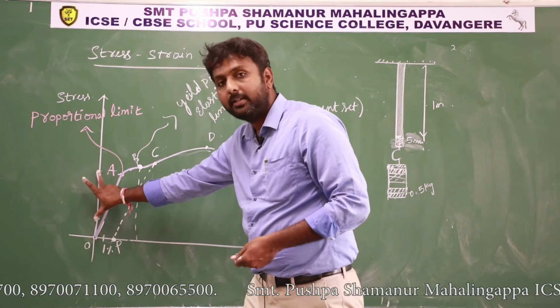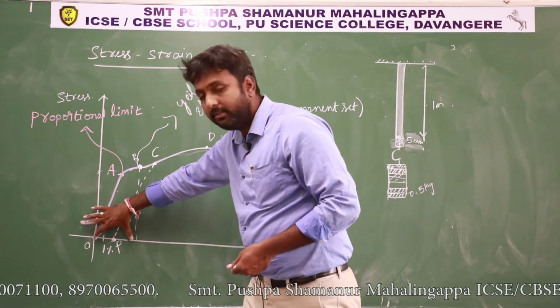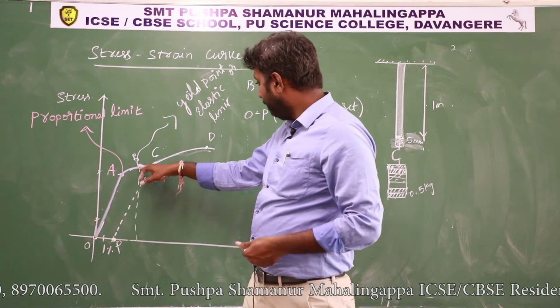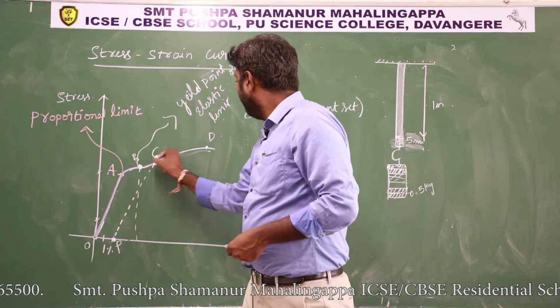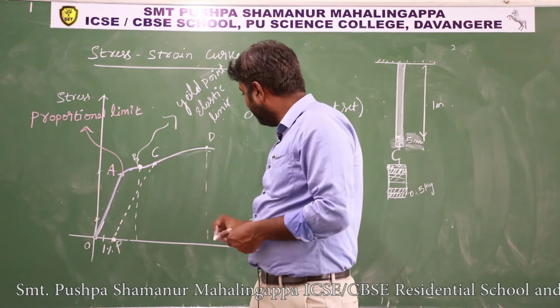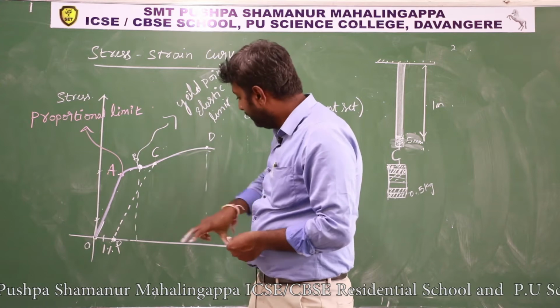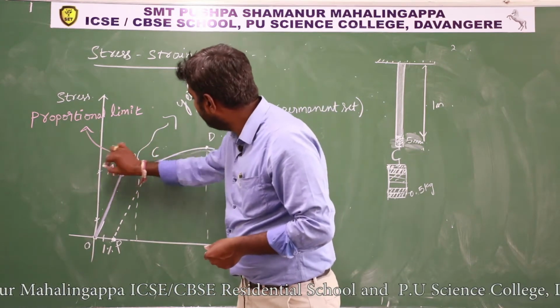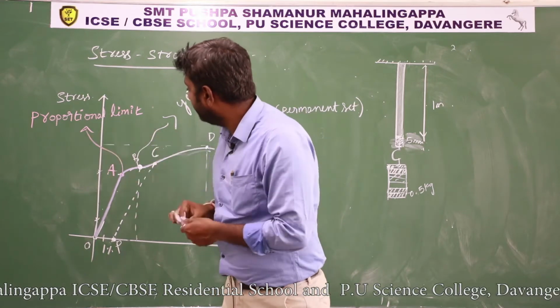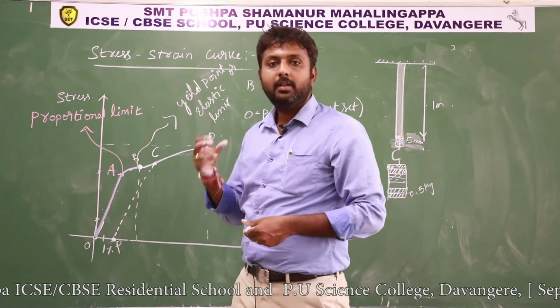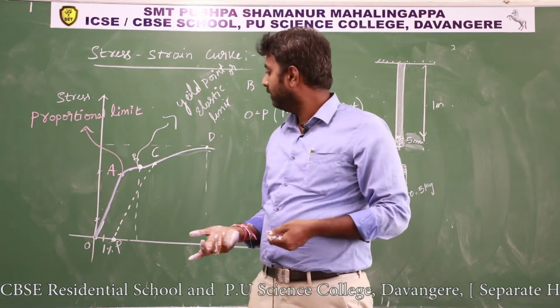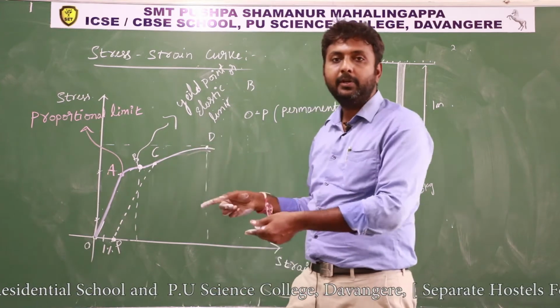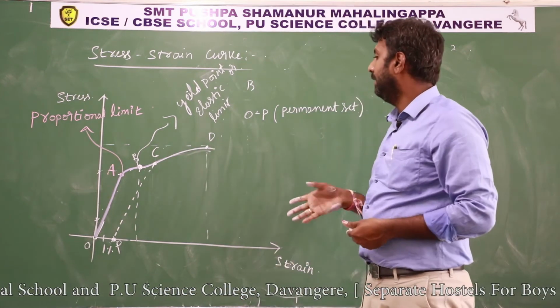For this much stress, the strain produced is small. Above point B, from this point to this point, the strain is very large, but the corresponding stress is very small. Even for a small stress, from B to D, the strain produced is very large.